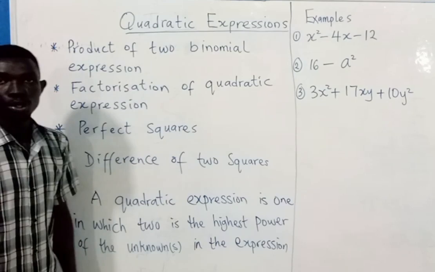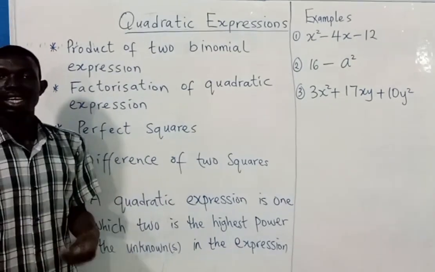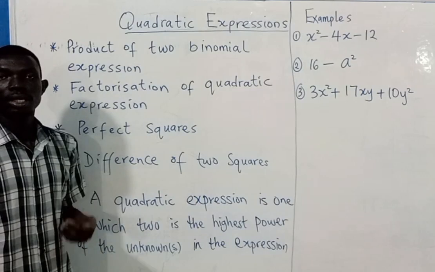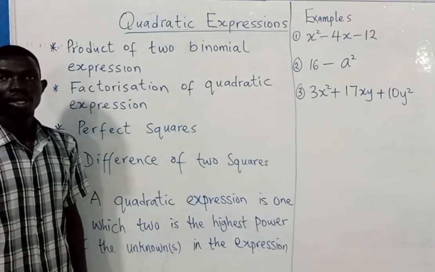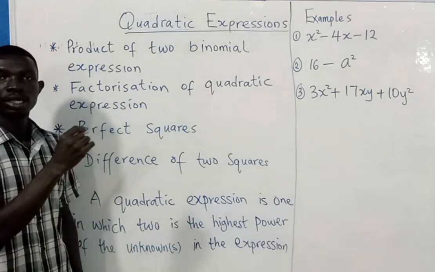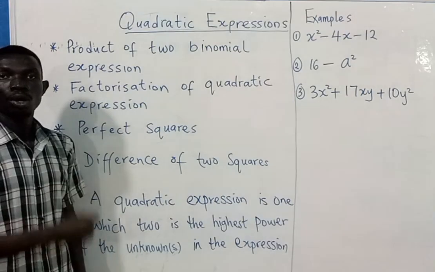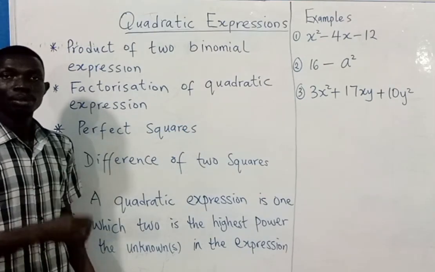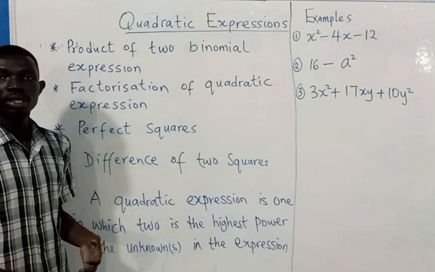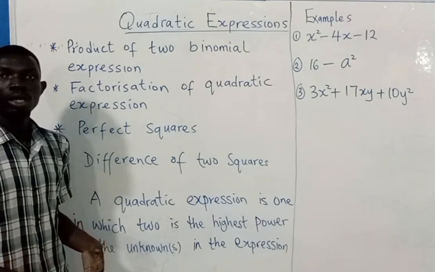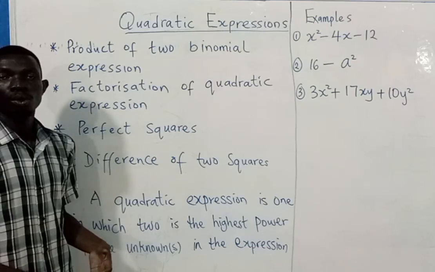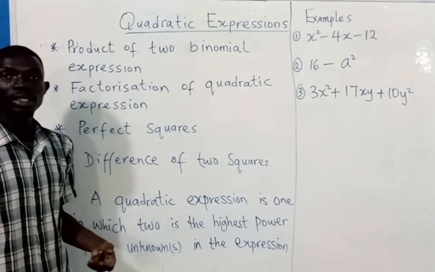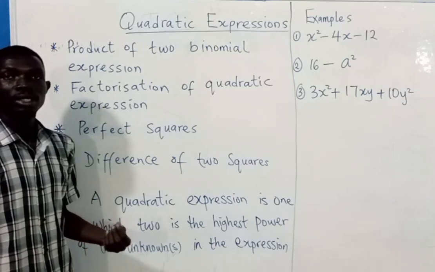So what is an expression? An expression is any mathematical statement that lacks the equality sign. Any mathematical statement without an equal to sign is called an expression. So that mathematical statement must be void of the equality sign and the inequality sign. So once a mathematical statement lacks any of these signs, then that statement is an expression.